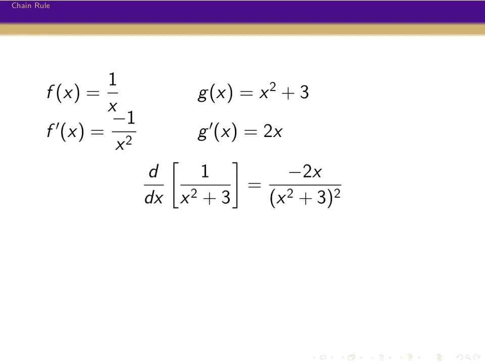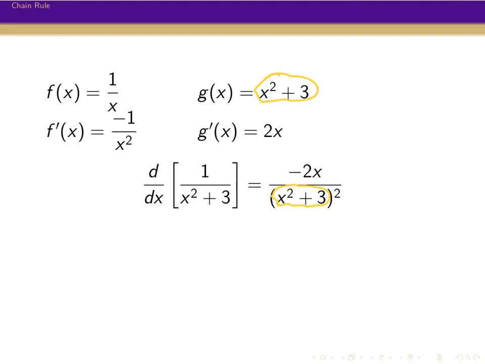We found the derivative to be minus 2x over x squared plus 3, quantity squared. Well, let's see where we can connect things together. Right, so we've got x squared plus 3 there.